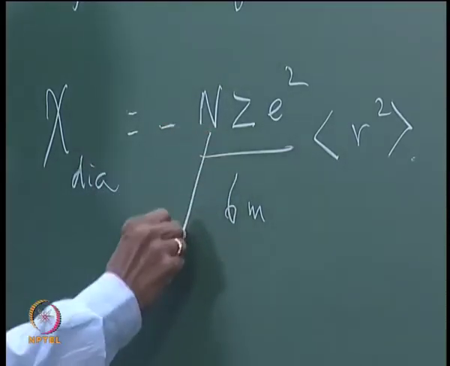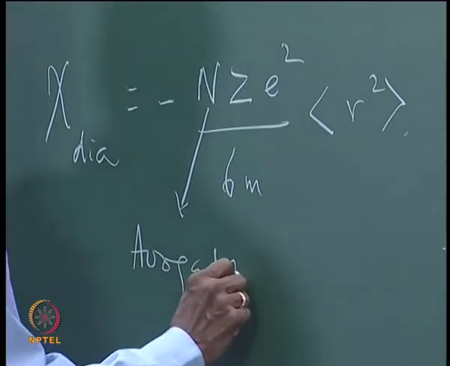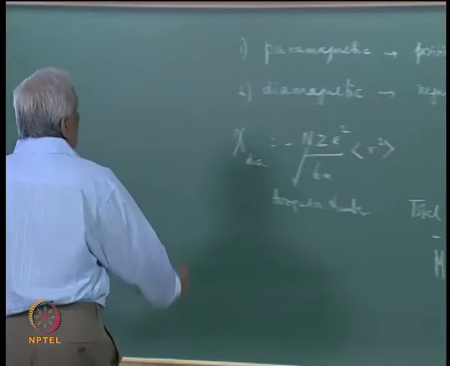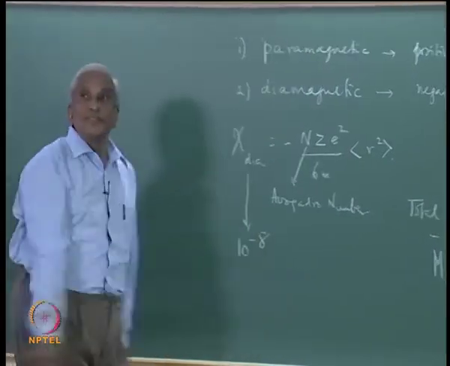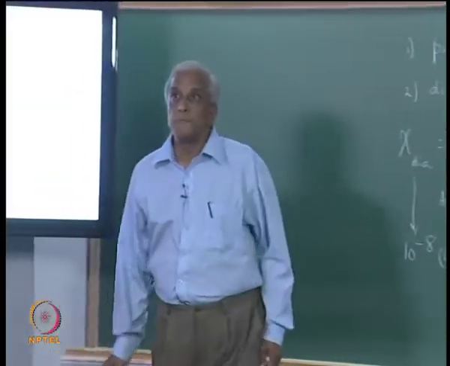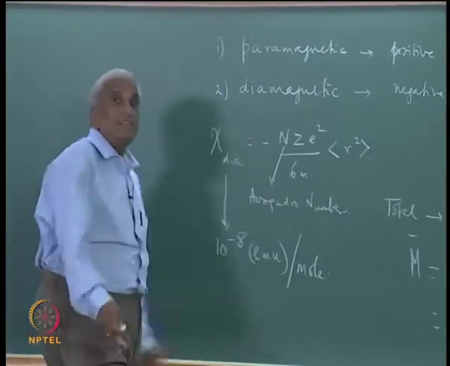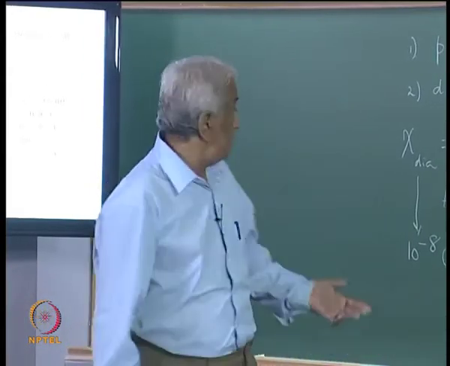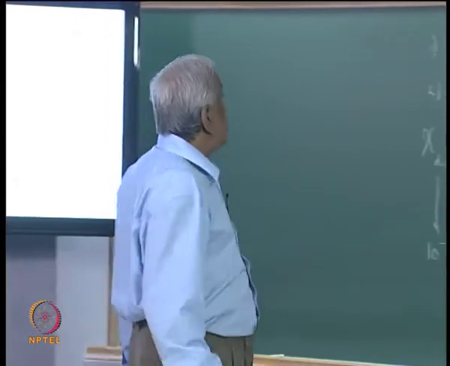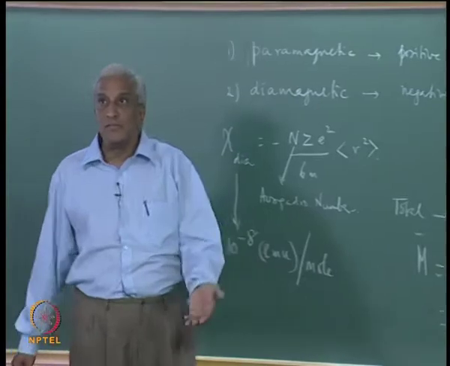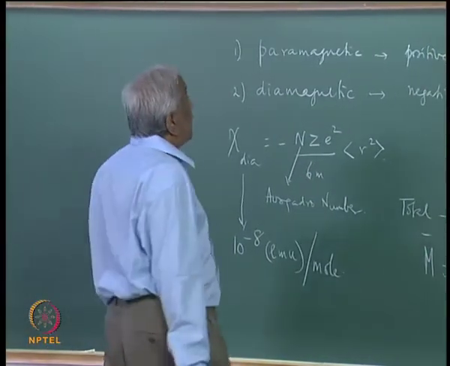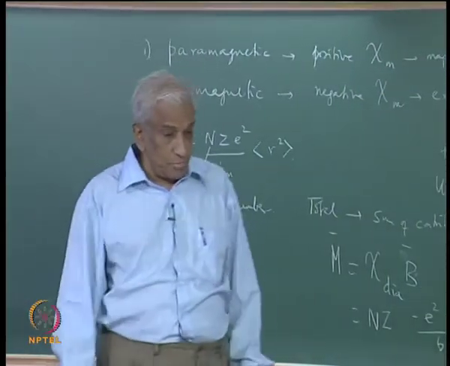n is of course the Avogadro number, if we are talking about the molar diamagnetic susceptibility. And this is of the order of 10 to the power minus 8 in most substances per mole. Therefore, it is an extremely small value. Even though it is present in all materials, it is extremely small in comparison to the contributions from paramagnetism or ferromagnetism. Therefore, we usually do not talk about it, but for accurate work you have to take account of the diamagnetism before calculating the paramagnetic or ferromagnetic contributions.